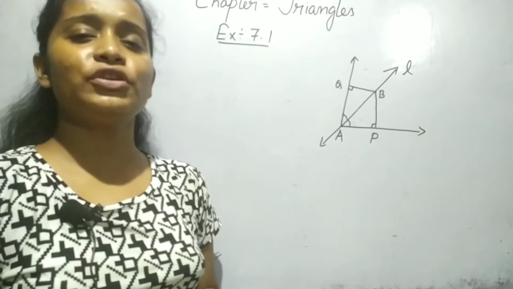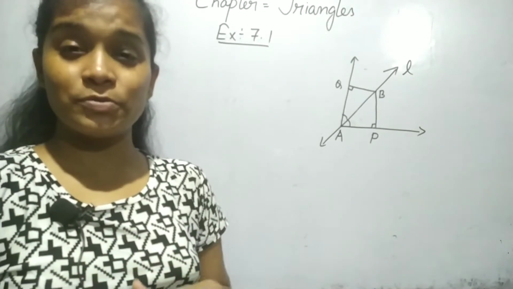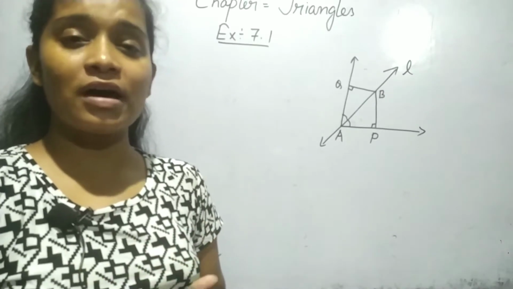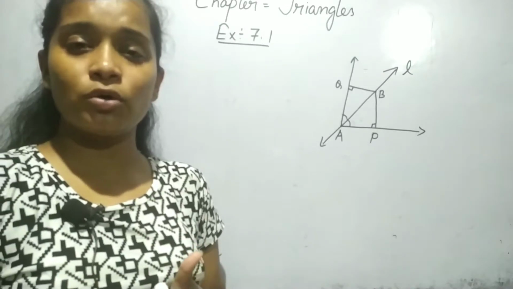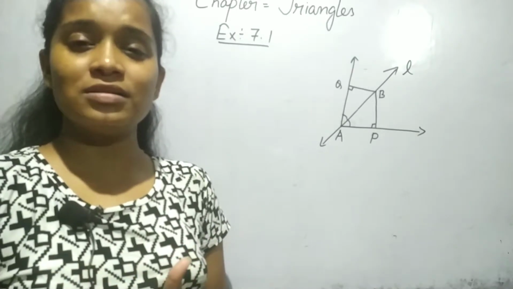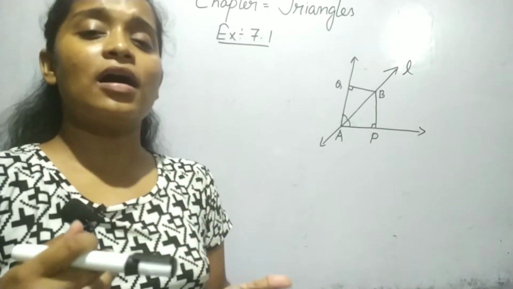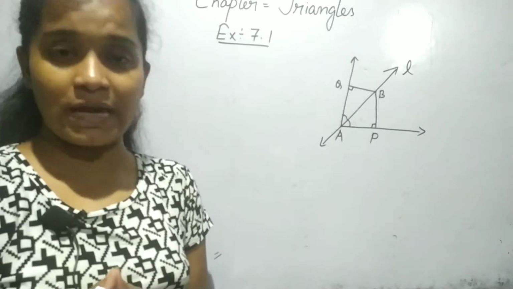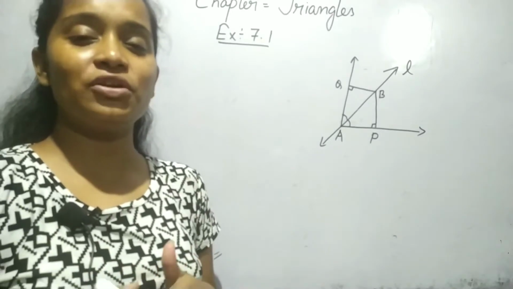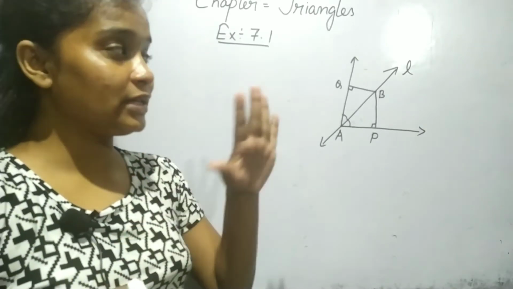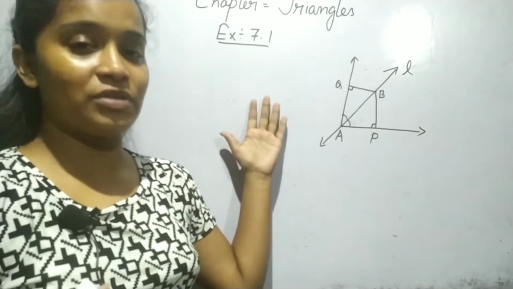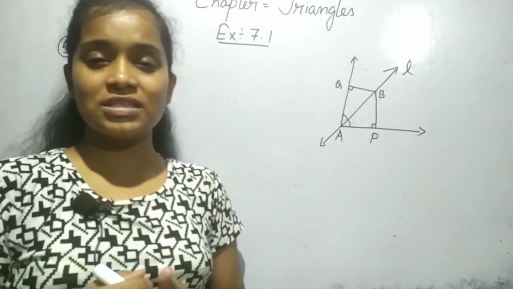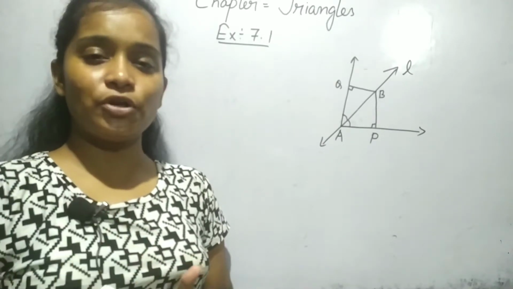So today I am here with you all to discuss the triangle chapter, that is exercise 7.1 question number 5. In my last classes I was discussing the introduction of triangles, its properties, and I was also discussing some questions from exercise 7.1. If you are not watching my videos, then watch those videos, and you will understand clearly. Okay, so let's start. Today our first question is question number 5 from 7.1.